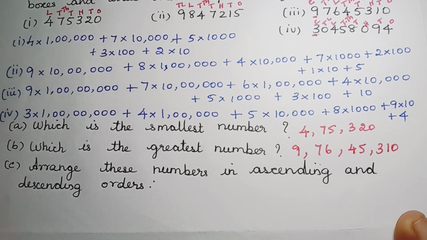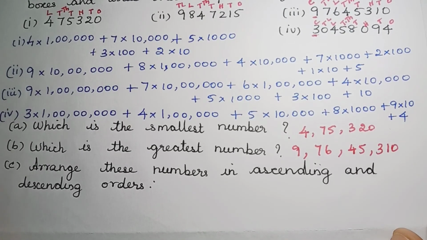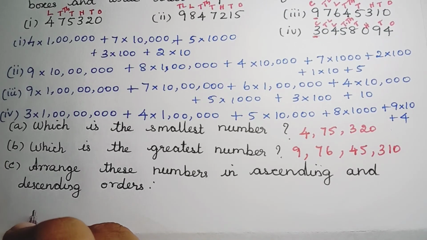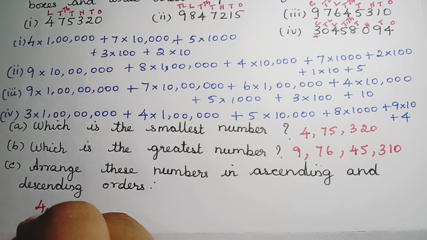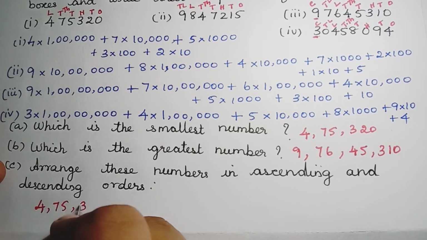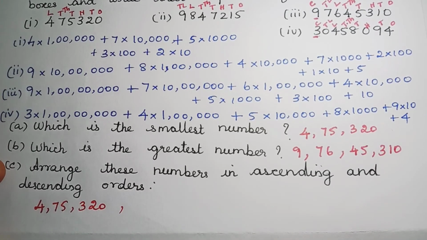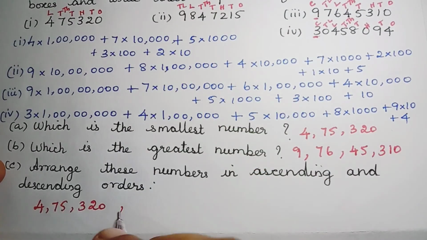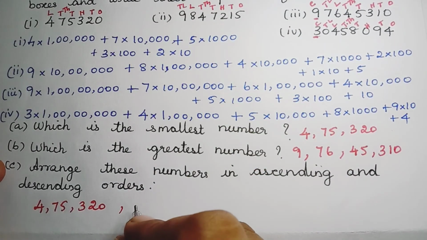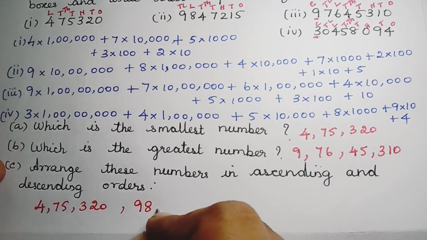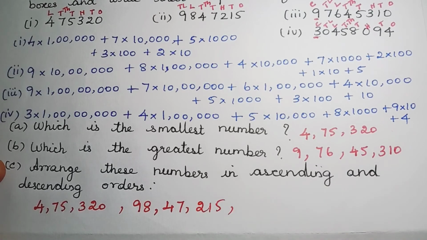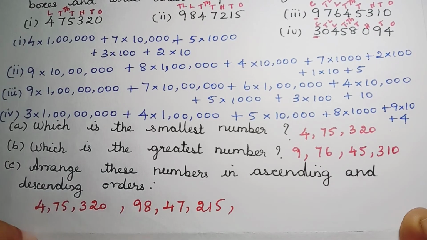So let's arrange in ascending first. Okay. So which is the smallest number here? 4 lakhs 75,320 is the first number. So the next one will be here 2 crores. So 10 lakh will be the biggest number next to this. So 98 lakhs 47,215 is the next number. And then we have 2 crores.